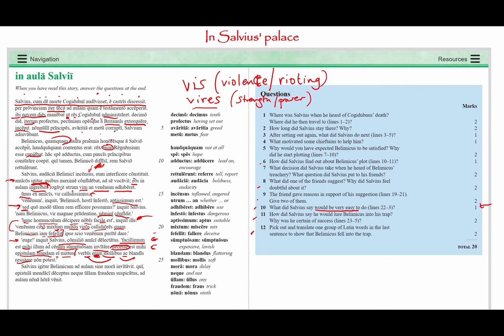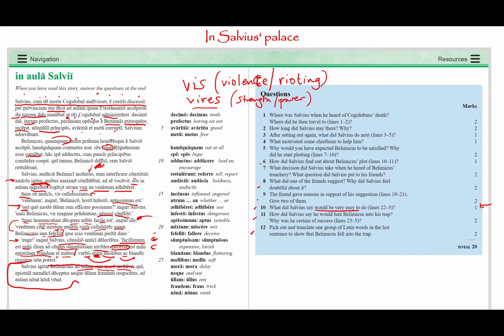Finally, question 12. Pick out and translate one group of Latin words in the last sentence to show that he fell into that trap. You might, on the face of that, be looking at adverbs, adjectives, really, but let's have a look at the actual sentence itself, in this last paragraph here. So Salvius therefore invited Bulimicus to the palace sine mora, preposition taking the ablative, without delay. Does that answer the question? Pick out and translate one group of words which show that he fell into it. No, that just shows Salvius' actions. It doesn't show the actual result of it, so we can eliminate that.